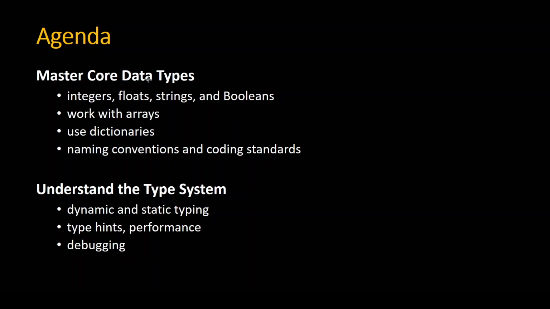Now, before we proceed, let's talk about the agenda of this course, on what you're going to learn and expect. Now, the first is you're going to master the core data types. You will be able to declare and manipulate integers, floats, strings, and booleans. You will know how to work with arrays and use them for inventories, high scores, and game lists. You will know what dictionaries are and how to use them, apply naming conventions and coding standards, and understand the type system. You will know the difference between dynamic and static typing, implement type hints for better performance, and debug type-related errors effectively.